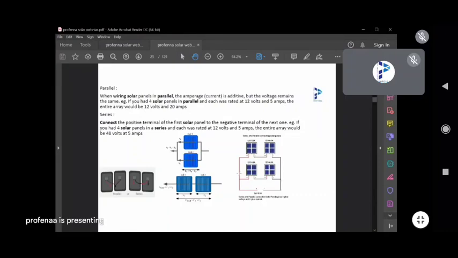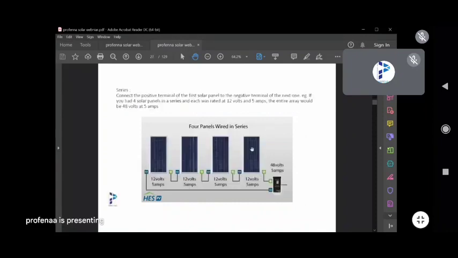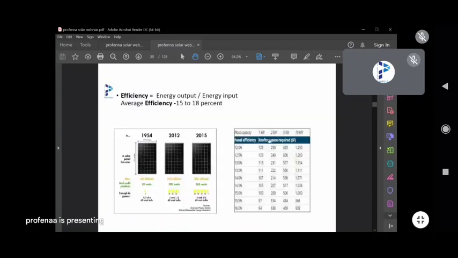For example, with a parallel combination you get voltage, and with a series combination you get current. I am drawing it here. See, there is a parallel connection. The voltage is constant, but the currents add up. Here, there is a series connection. The current is constant, but the voltages add up. So based on the connection, you will get the power. So this is the efficiency of the panel: mono 18%, poly 16%, thin film 6 to 7%.